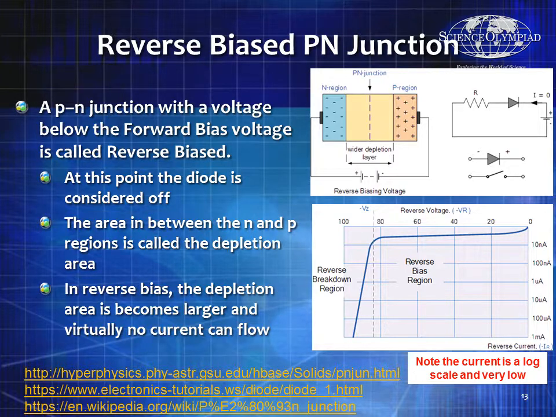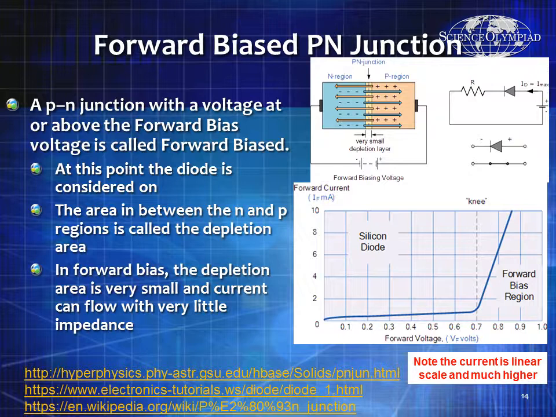When you get into the reverse bias region, less than zero, the diode is off. The depletion area keeps getting wider and wider. Eventually, it becomes so wide that the depletion area becomes basically an entire conductor. That's where we get into reverse breakdown, or the Zener region.